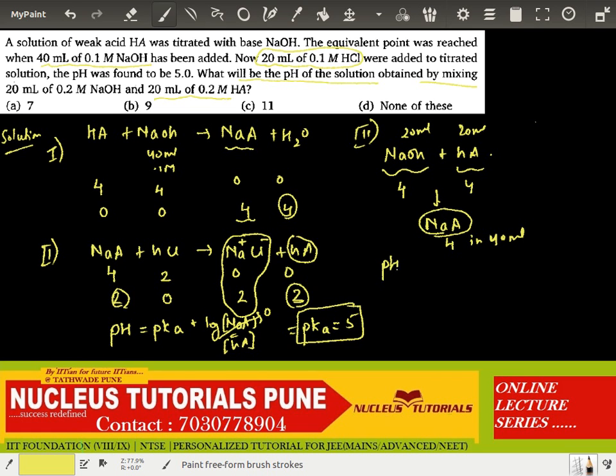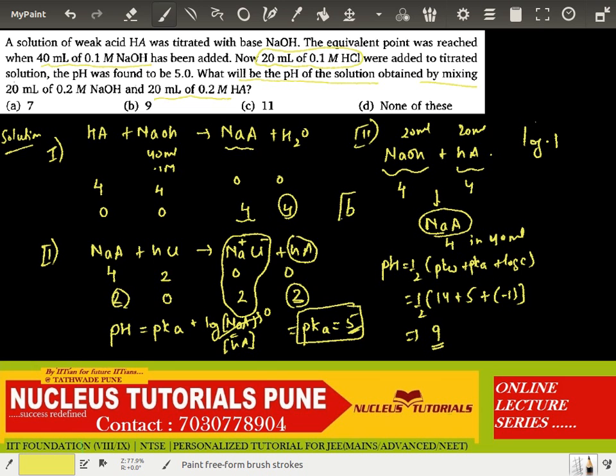Now this is a salt of a weak acid and a strong base. So for finding pH, we have a direct formula: 1 by 2 of pKw plus pKa plus log C. So it becomes 1 by 2 of pKw, which is 14, plus pKa, which we have found is equal to 5, plus log C. The concentration is reduced to half because equal volumes of acid and base were added. So concentration is 0.1. The log of 0.1 is -1. So here we have 18 by 2, which is equal to 9. So the pH of the required mixture will be equal to 9, and hence the option would be B for this question.